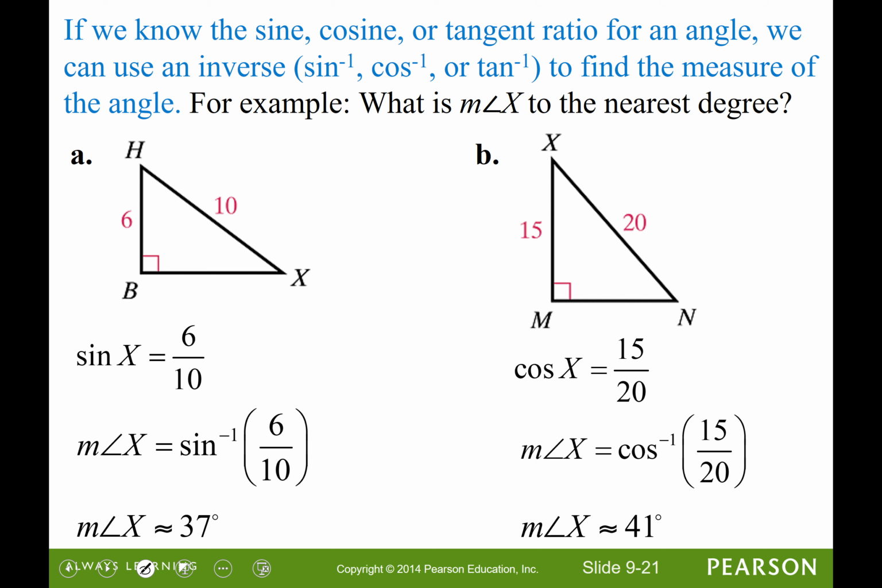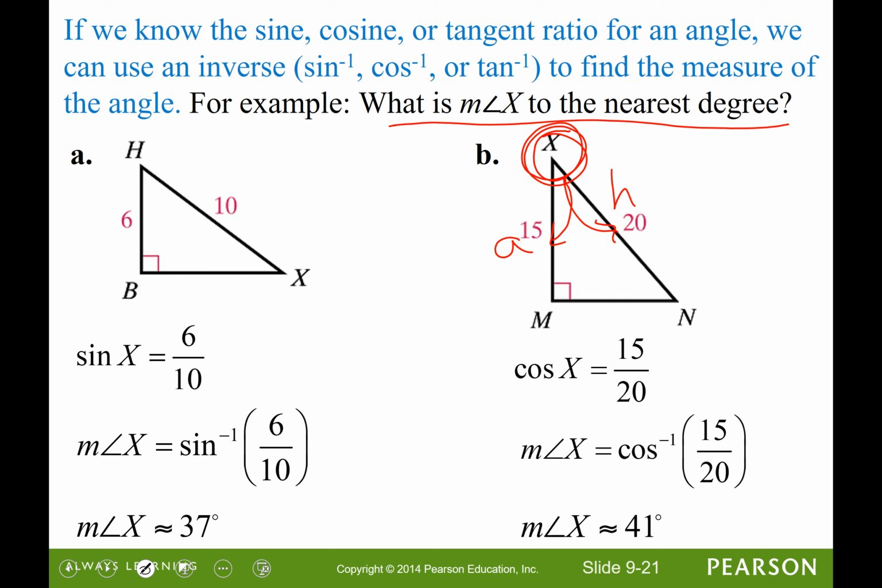For anyone who's struggling, let me give you a little advice. What is the measure of angle x? I like to circle the x, and I'm going to draw just the 2 arrows of the sides that I know. I then label those O, A, H, whatever's appropriate. The 15 would be the adjacent side. The 20 is the hypotenuse.